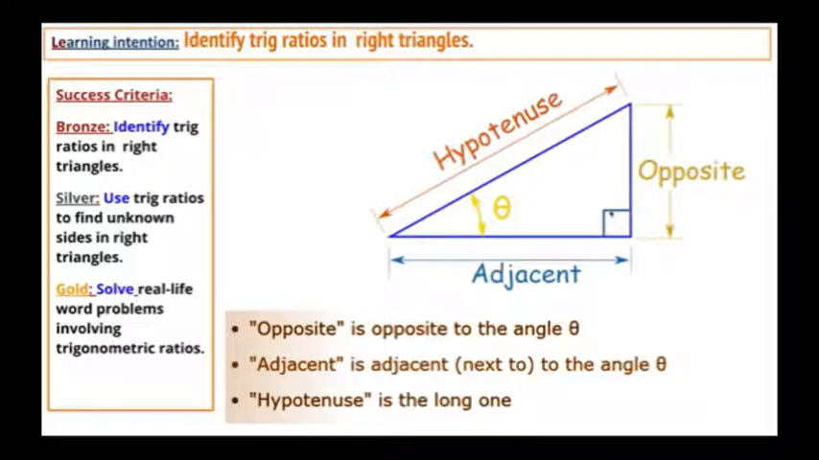Now over here, we see this little box. What does this little box represent? It represents a right angle, which means it's 90 degrees. And we look right opposite to this, so we go like that. What do we see here? This side. What is this side called? It is called the hypotenuse, and it is the biggest side in the triangle.